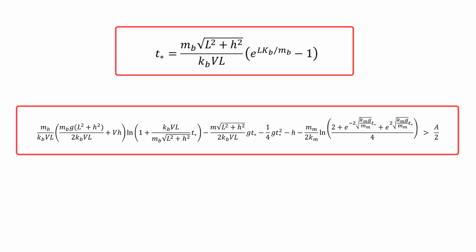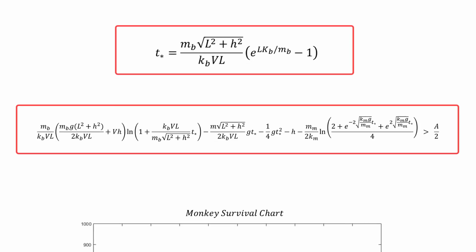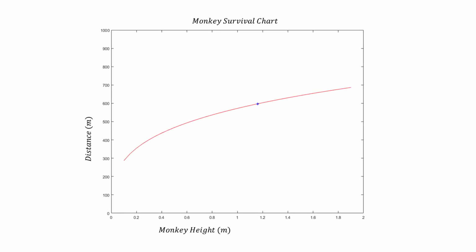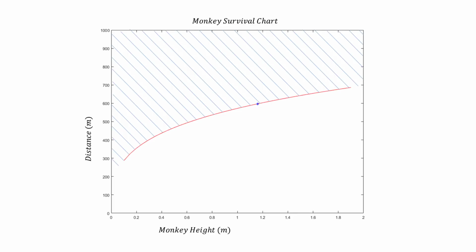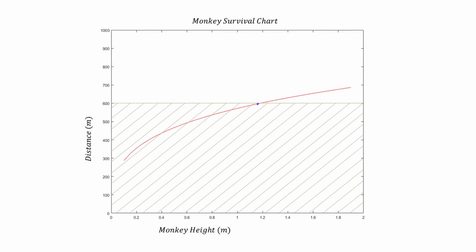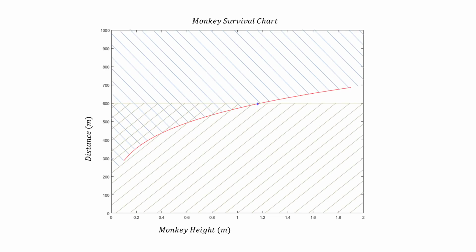So solving this inequality with the values that we previously determined, we get something that I will call the monkey survival chart. So all the monkeys above this curve, according to the inequality, are safe, and all of them below, may they rest in peace, are dead. But remember, the hunter will only attempt to shoot monkeys within the effective range of the AR-15, which are the monkeys below the 600-meter line right here. So actually, the only monkeys that we save from the hunter are the ones in this region right here. The others, they weren't so lucky.